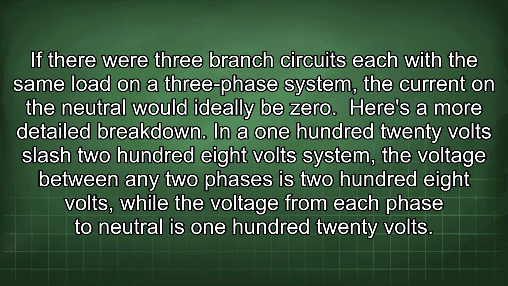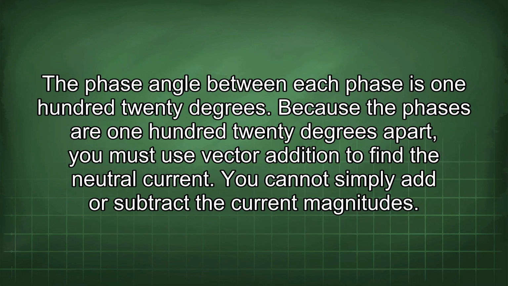In a 120 volts/208 volt system, the voltage between any two phases is 208 volts, while the voltage from each phase to neutral is 120 volts. The phase angle between each phase is 120 degrees. Because the phases are 120 degrees apart, you must use vector addition to find the neutral current. You cannot simply add or subtract the current magnitudes.